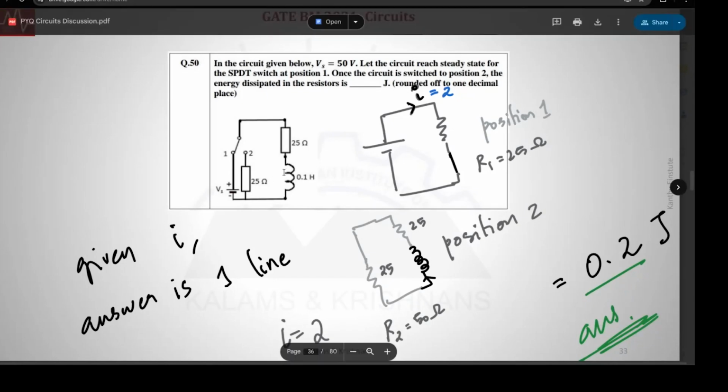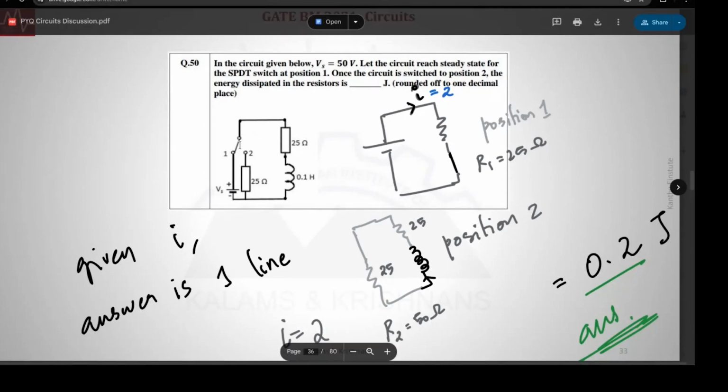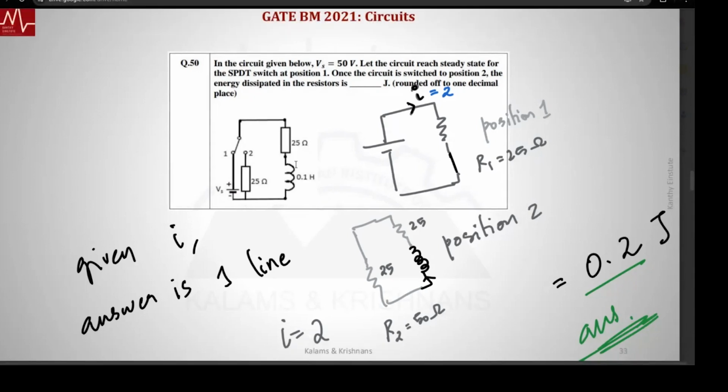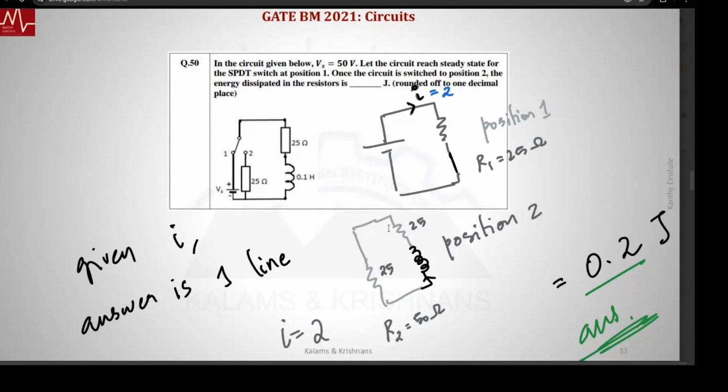That happens to be 2. This is a simple circuit, right? Voltage is 50, this resistance is 25, current will be 50 by 25, that is 2. What they are asking is, now we change the switch to position 2. It's an LR circuit. There are two resistances, 25, 25 and an inductor, right? And then what is the energy dissipated in the resistors? Total energy dissipated in the resistors.